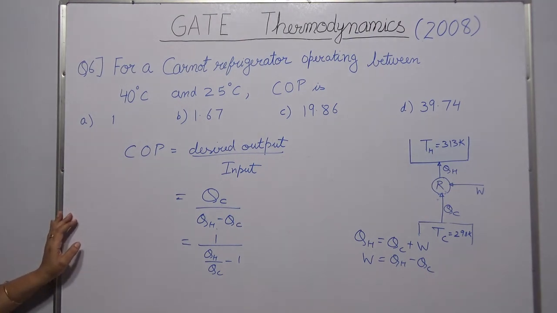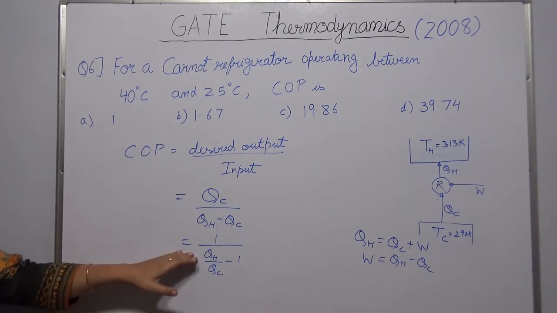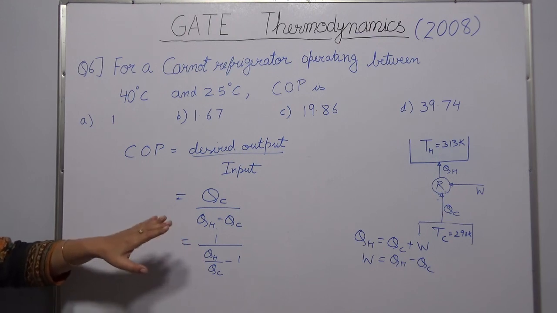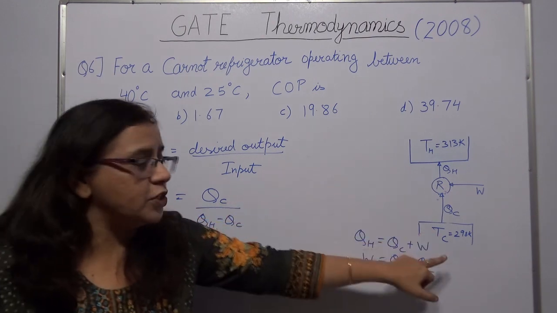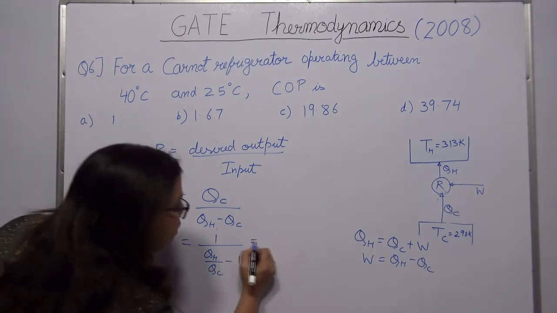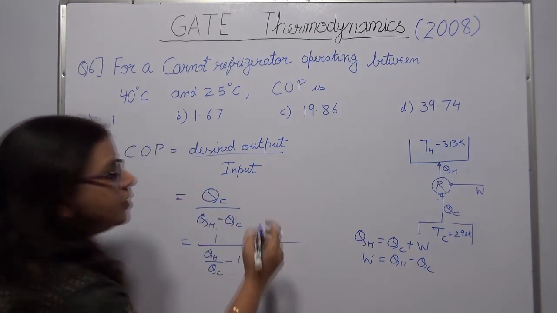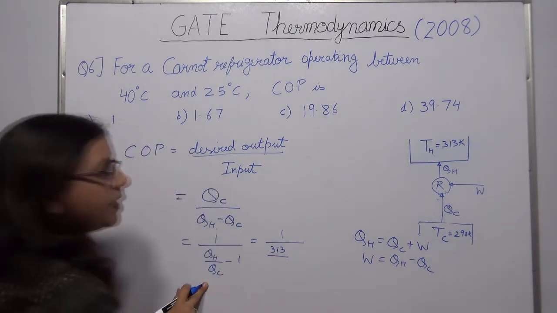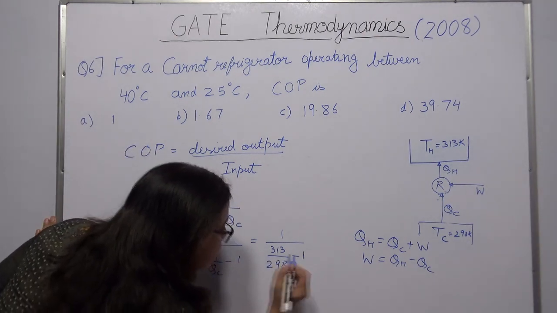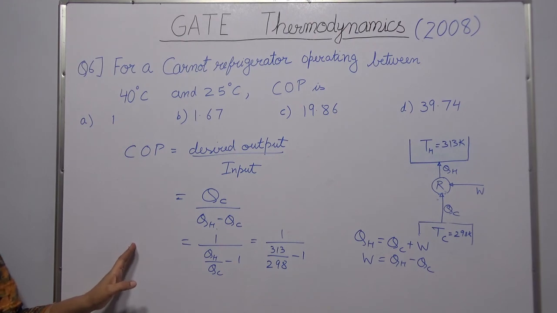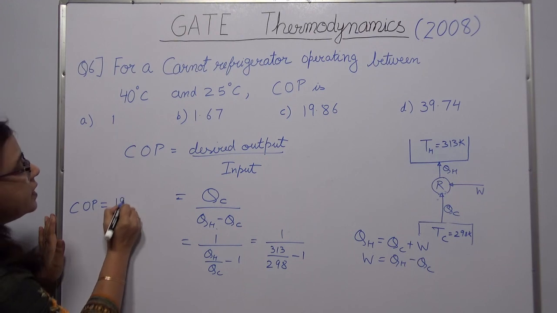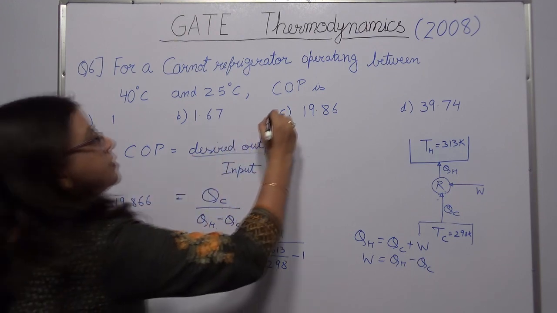For a Carnot cycle, you know that you can write the ratio QH by QC as TH by TC, where the temperatures are in Kelvin scale. That's why we have converted the temperatures to Kelvin scale. So instead of QH by QC, I can write TH by TC. So this becomes 1 upon, what is TH? 313 Kelvin divided by TC, so divided by 298, minus 1, and if you do the calculation, what you get is the answer, your COP, that is equal to 19.866. So this is the right answer.